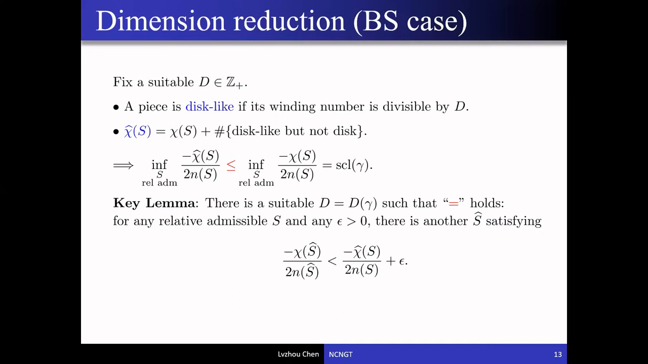And this is done as follows. Start with an arbitrary relative admissible surface in normal form. We possibly have lots of disk-like pieces, but there's a way to find a suitable finite cover of the surface such that there's a way to adjust the winding numbers of the pre-images of these disk-like pieces in the cover, so that a large proportion of them can be realized as genuine disks. And this proportion can be taken to be as close to 1 as we want. This would prove the reverse inequality.